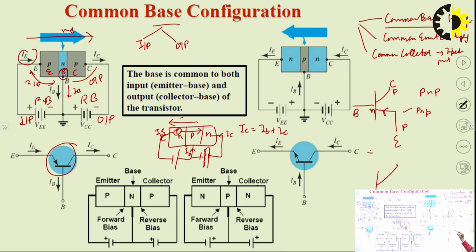And for NPN transistor, it would be base, collector, emitter. This is NPN. So this would be your N, this would be your P, and this would be your N. So direction of current will be like in this way, from P to N. So these are the symbols that we generally use for any type of transistor, NPN transistor or PNP transistor. And we can connect this transistor in common base configuration also.